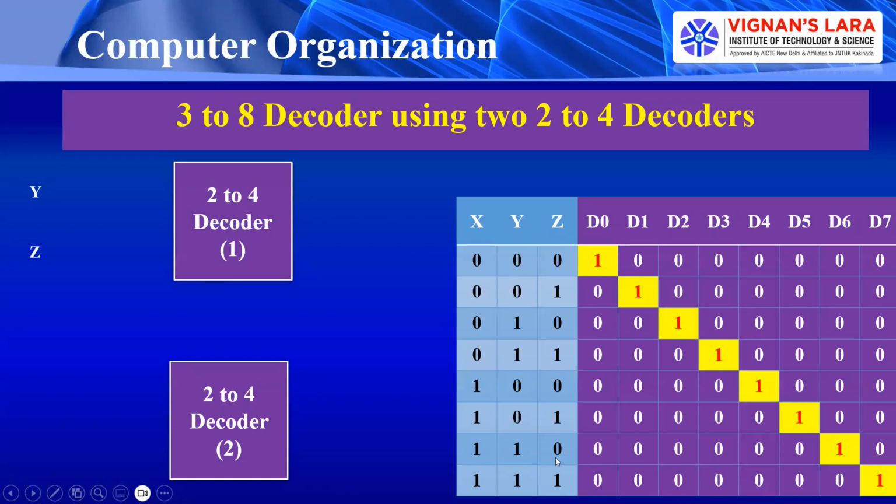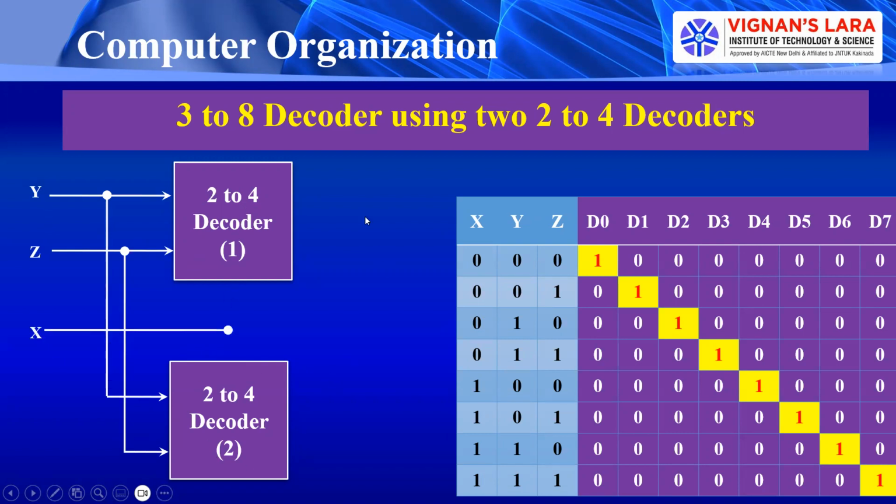If you observe this truth table, the least significant variables Y, Z are changing from 0, 0 to 1, 1 for the first 4 combinations. The same thing is repeated for the remaining 4 combinations. So for the first stage 2 to 4 decoders, the selection of outputs is done with the help of Y and Z variables. See here, Y and Z are commonly applied to both the decoders. Then the other variable X is used as an enable signal for the decoders.